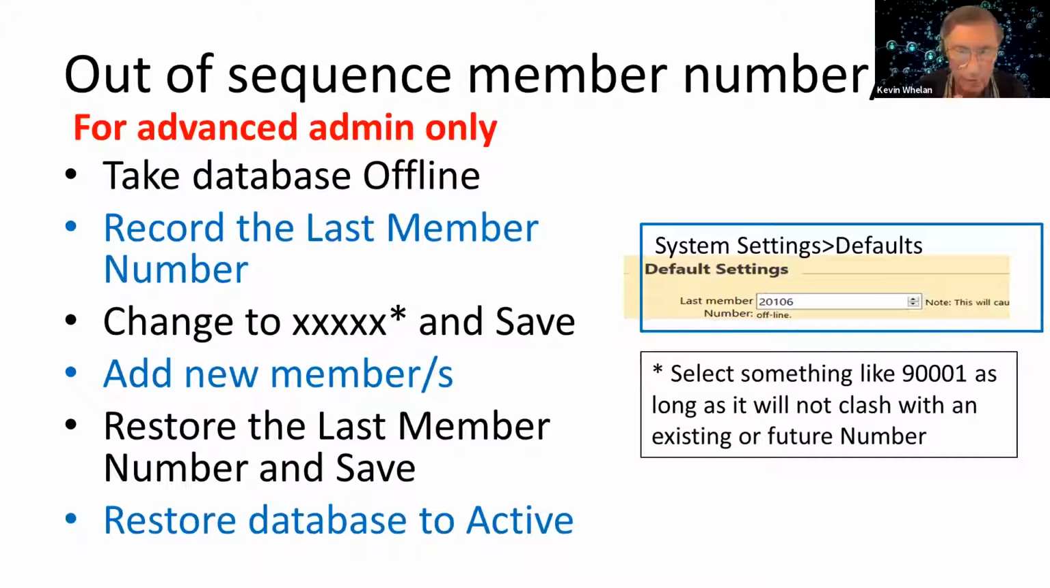Then you can do a search for those members, 90001, search for them, and you can simulate using those.